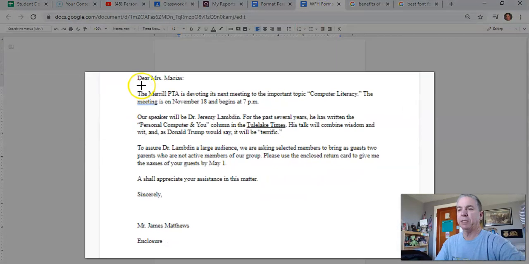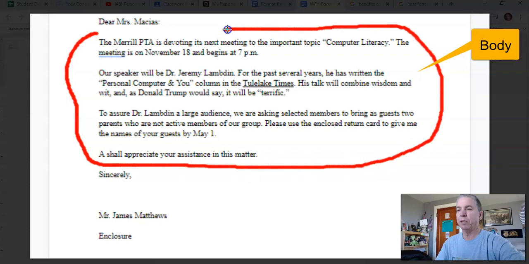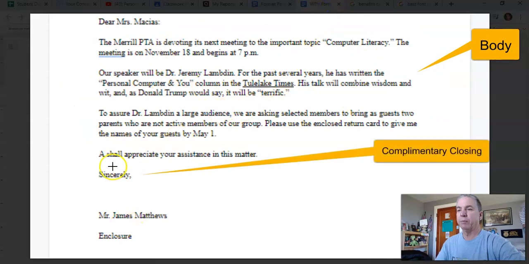And then the next main section is the body of the letter, and that's the actual message, the whole purpose of writing. This is known as the body of the letter. And then we have the complimentary closing. And for the most part, we will always use sincerely, although there are other types of closings depending on the situation. But generally, sincerely is acceptable for just about every writing situation.